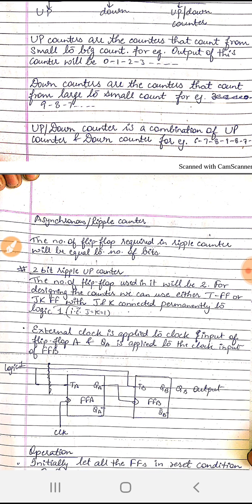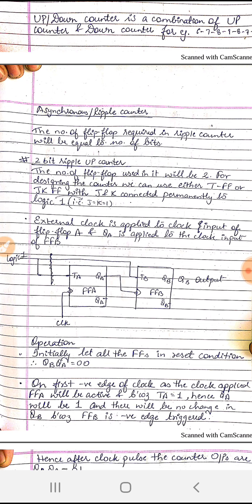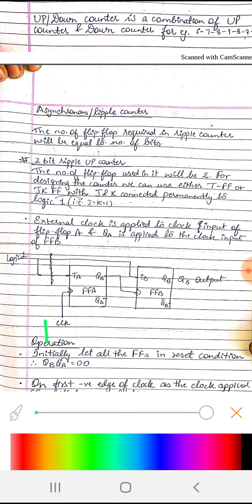Now for the 2-bit ripple counter, we can use any flip-flop. In this I have used a T flip-flop. We can use a JK flip-flop as well. Since it is an asynchronous counter, the external clock pulse is applied to the first flip-flop. As you can see, I have applied the clock to the first flip-flop, and logic 1 is given to both the flip-flops as input. Initially all of them were 0 and 0.